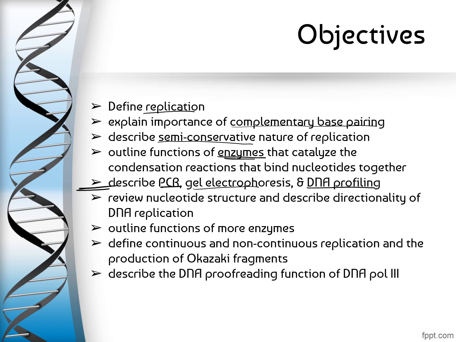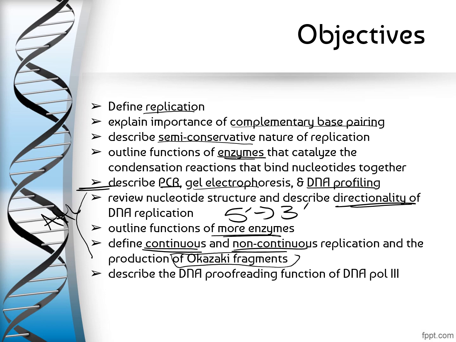That will be the end of our SL and HL content. These last few objectives will be our additional higher level only content. We're going to review nucleotide structure, and we'll talk about the directionality of DNA replication, 5' to 3'. We're going to talk about more enzymes and their functions. We'll talk about how there is some replication that is continuous and some that is non-continuous due to leading and lagging strands, and how that leads to the formation of Okazaki fragments. And then we're going to also briefly talk about the DNA proofreading function of DNA polymerase 3.